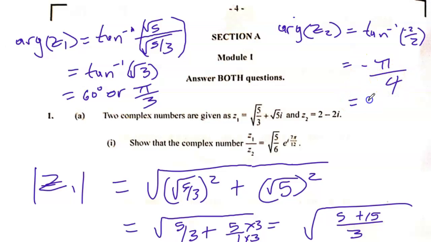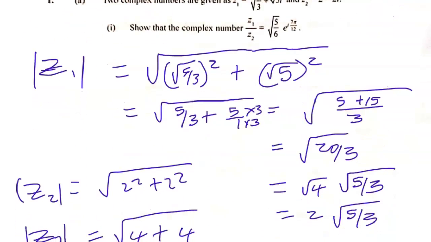So let's call this theta 2, and let's call the argument of z1 theta 1. Based on what we're asked to show here, we need to rewrite each of them in exponential form. z1 over z2. So let's do this.